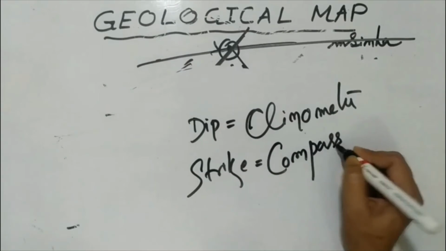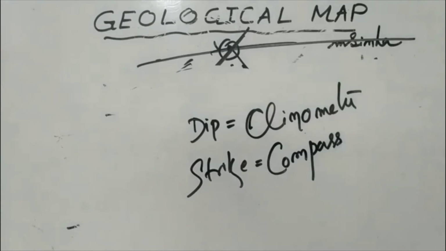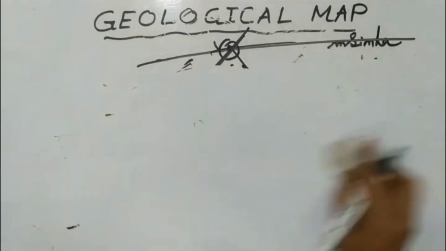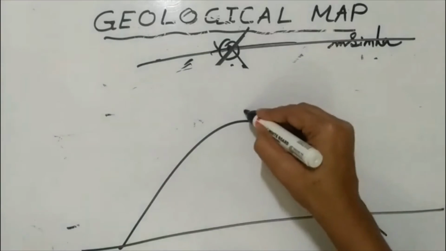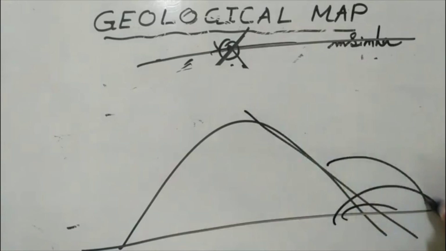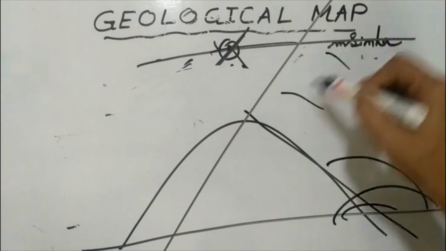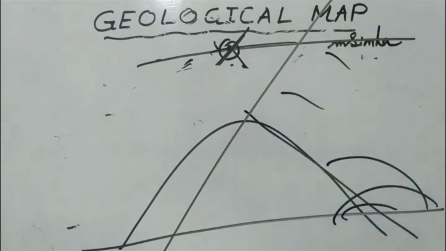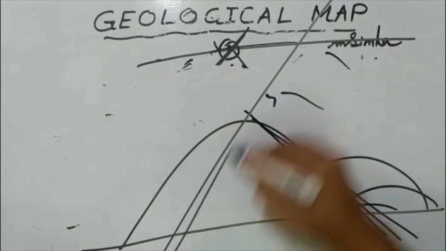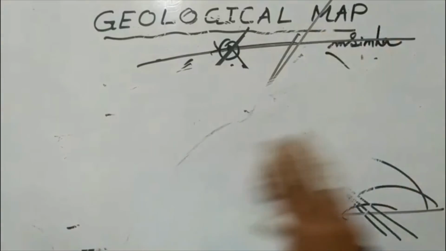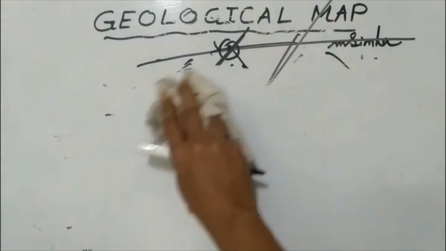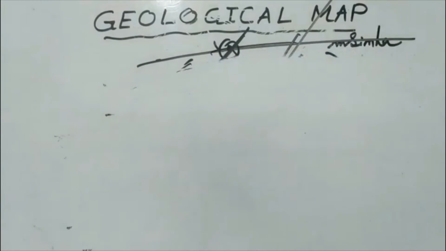It's an alignment line. The relation between strike line and dip line is that they lie perpendicular to each other. Suppose this is a hilly region, this is the plane, this angle is the dip, and this line, in 3D, is the strike line. So dip and strike always lie perpendicular to each other. In between dip and strike there is always a 90-degree angle. That is the relation between dip and strike.